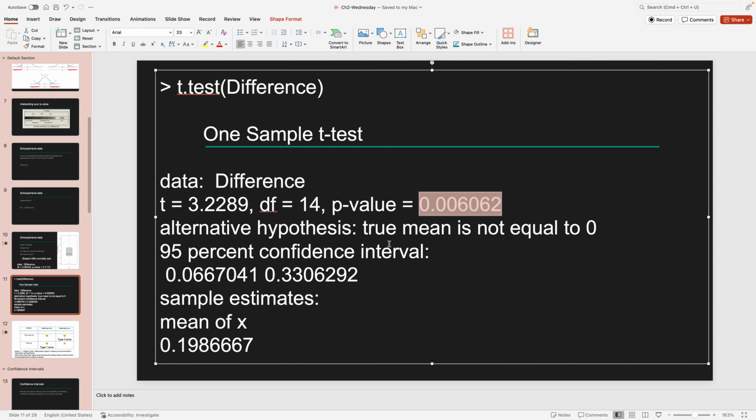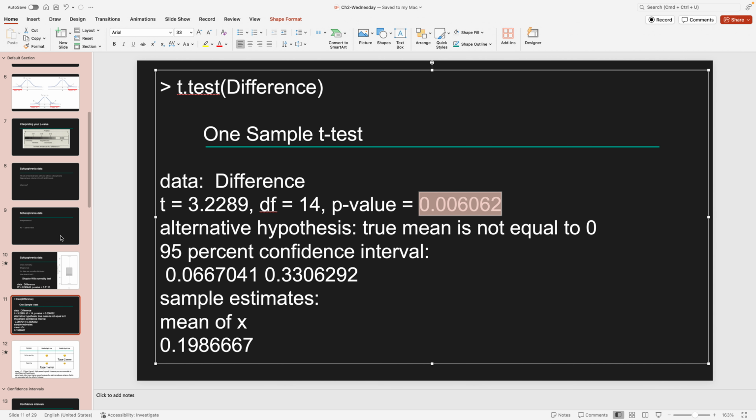And there's other important information. The 95% confidence interval estimates this difference to be as small as 0.066 cubic centimeters or as much as 0.33 cubic centimeters. And the average is 0.19. So it'll tell us by how much as well. So there's lots of good pieces of information here.